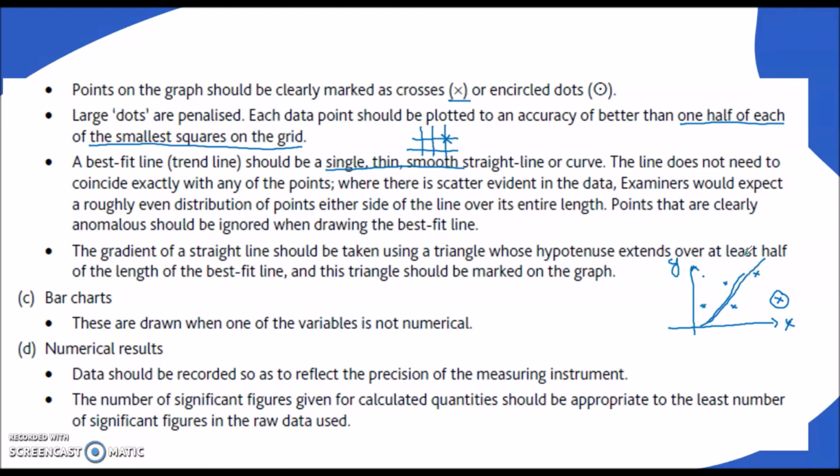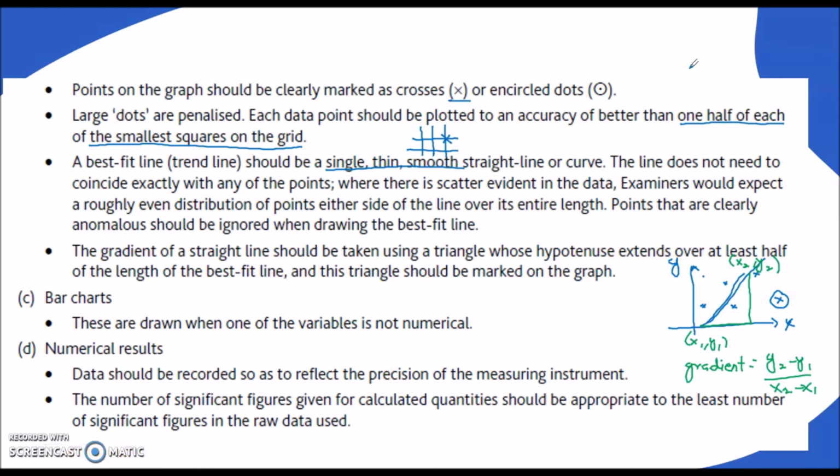So when you want to calculate the gradient, you have to use at least 1/2 of the graph. When you have this line, you mark here with the triangle. This is your triangle, and you should mark on your graph the coordinates x1, y1 and x2, y2. Then you work out your gradient, which is the same as what you have learned in mathematics: y2 minus y1 divided by x2 minus x1. And for this triangle you should use more than half of your graph. That's what it means.